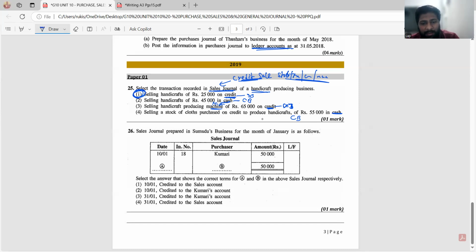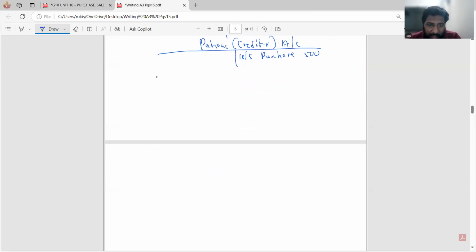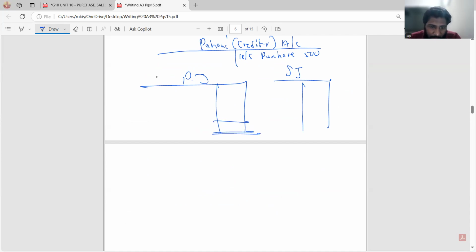Sales journal prepared by the business. Date, invoice number, purchaser or customer, whatever. I told you when you are preparing the purchase journal or the sales journal, in the purchase journal, at last you will debit to purchases. Sales journal, at last the total amount, the total amount you will credit to sales account.